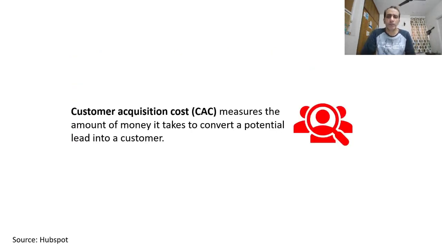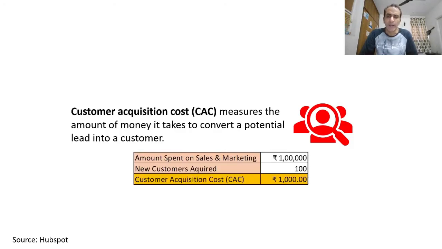What is customer acquisition cost? In simple terms, customer acquisition cost is the cost that you incur in generating a single customer. So it measures the amount of money it takes to convert a potential lead into a customer. And if you look at the numbers, it is the amount spent on sales and marketing as against the new customers acquired. So if we are spending 100,000 rupees or 1 lakh rupees to acquire 100 customers, the customer acquisition cost or CAC would be 1,000 rupees per customer.